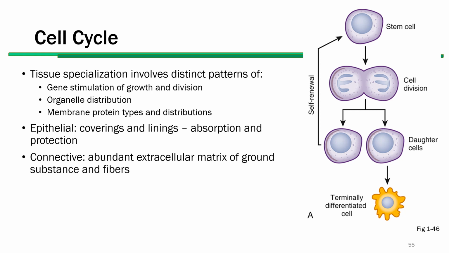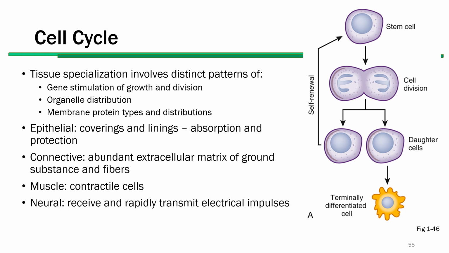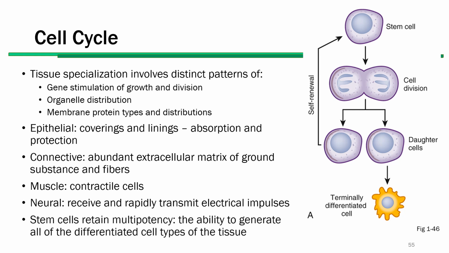Connective tissue has abundant extracellular matrix of ground substance and fibers. Muscles are contractile cells. Neural tissues receive and rapidly transmit electrical signals.